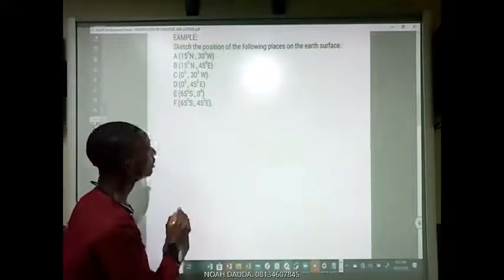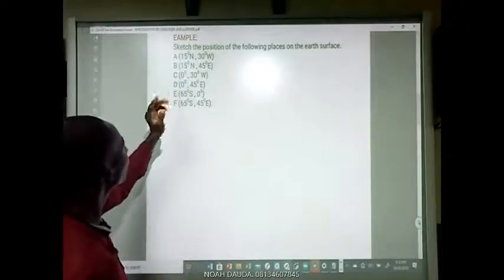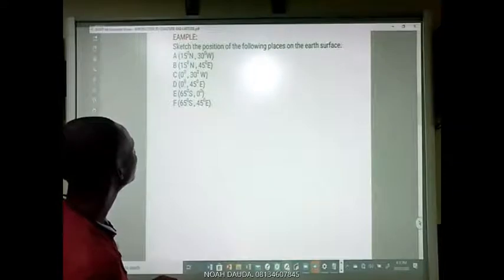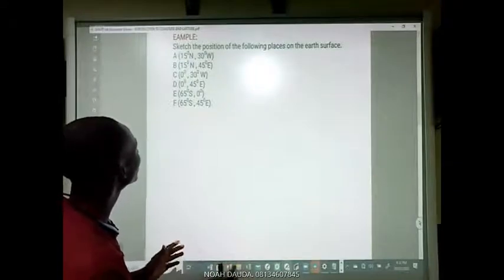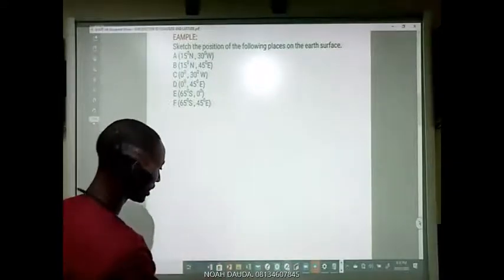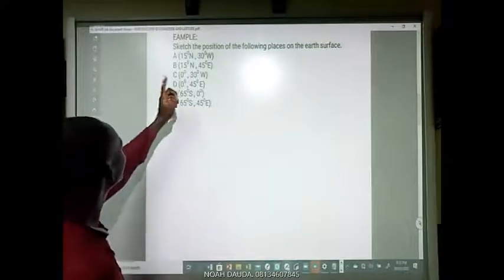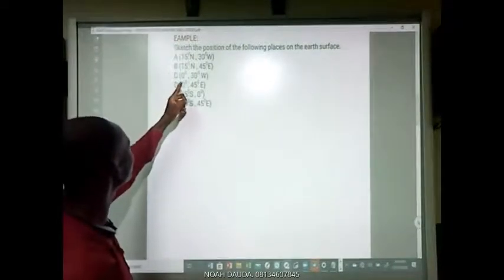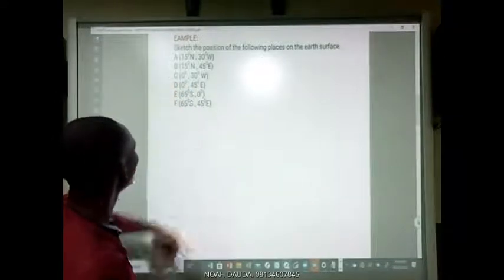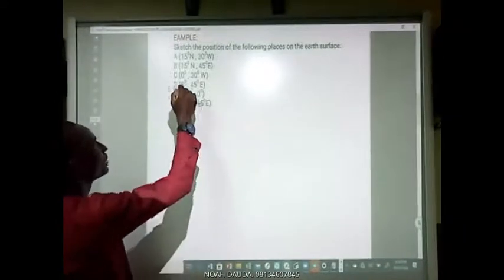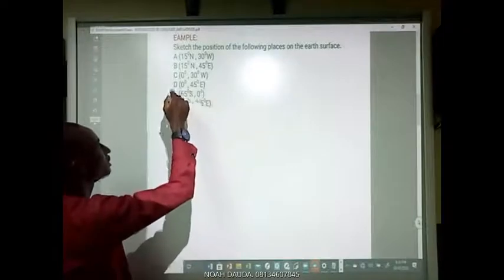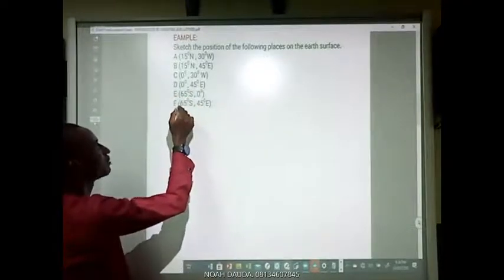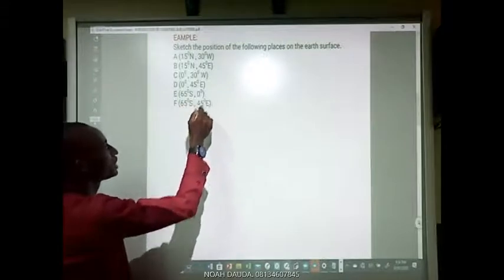Now, what does the question really say? Sketch the position of the following places on the Earth's surface. 15 degree north, 30 degree west, that is for A. And B, 15 degree north, 45 degree east. For C, 0 degree north and 30 degree west. And then for D, you have 0 degree and then 45 degree east. For E, you have 65 degree south, 0 degree. And then for F, 65 degree south and 45 degree east.